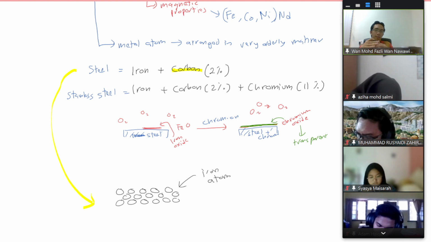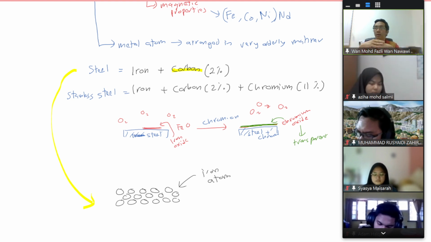So one of the properties of the iron atom, because iron is very soft, iron is soft and ductile, is that the iron atoms have this tendency to slip.